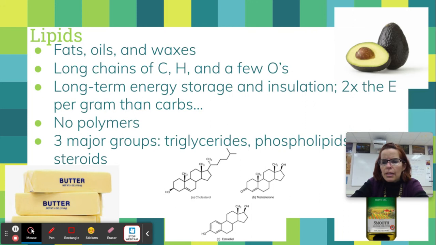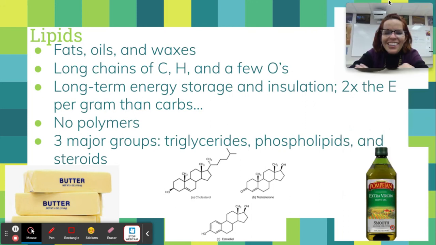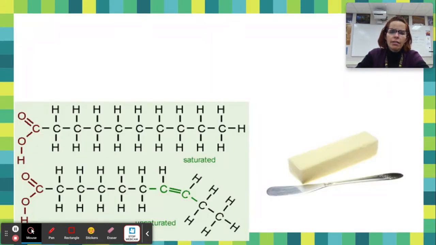And there are 3 major categories. There are the triglycerides, we'll talk about first, the phospholipids, which you find in cell membranes, and then the steroids, which include hormones. So let's go ahead and talk about them.